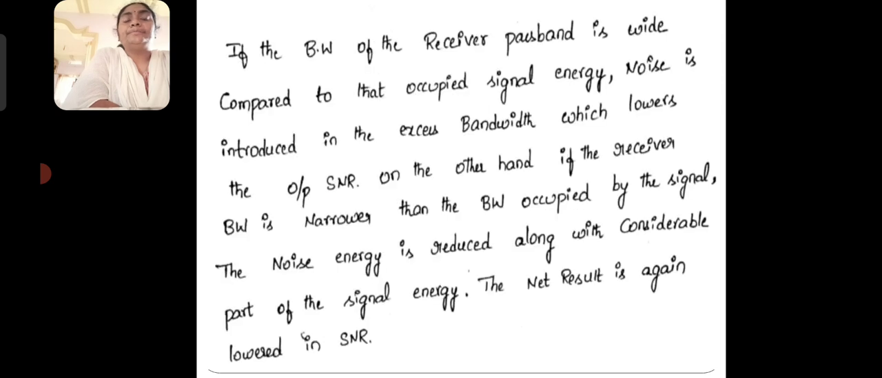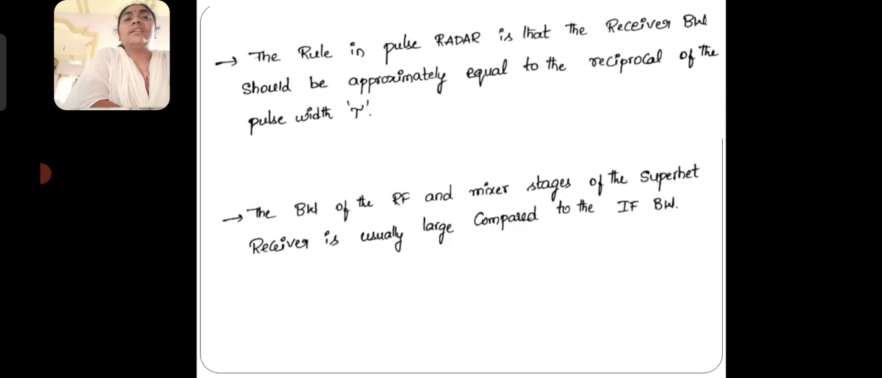Matched filter: a network whose frequency response function maximizes the output peak signal to mean noise power ratio is called a matched filter. If the bandwidth of the receiver passband is wide compared to the occupied signal, excess noise is introduced in the excess bandwidth, which lowers the output signal to noise ratio. On the other hand, if the receiver bandwidth is narrower than the bandwidth occupied by the signal, the noise energy is reduced along with a considerable part of the signal energy. The net result is again a lower signal to noise ratio.